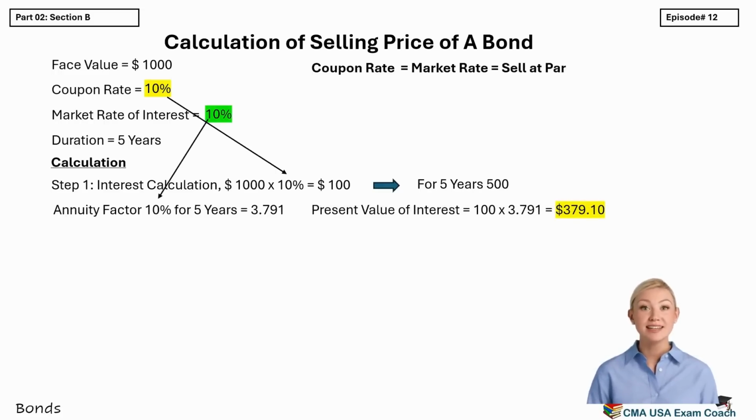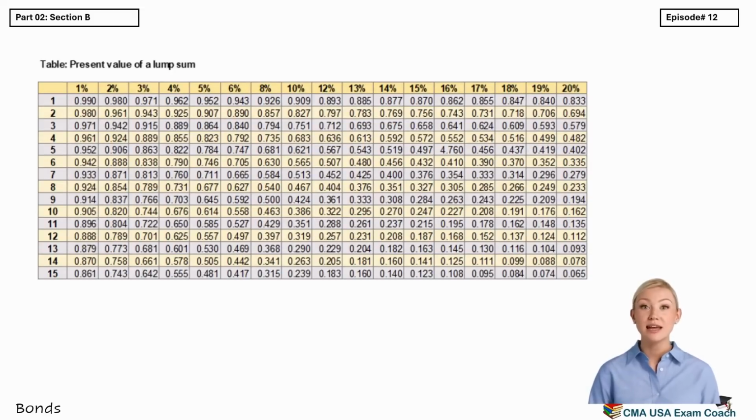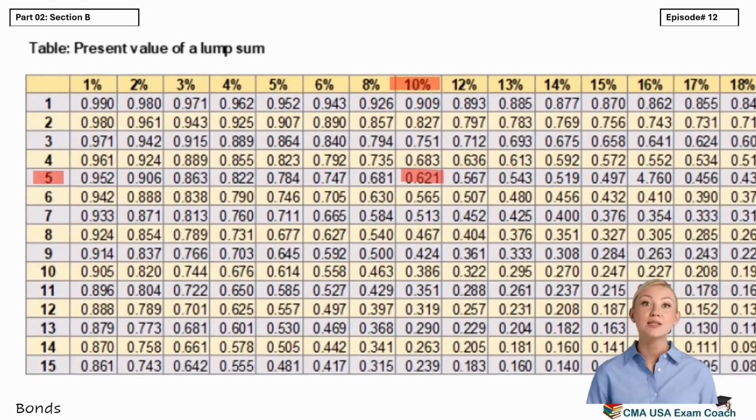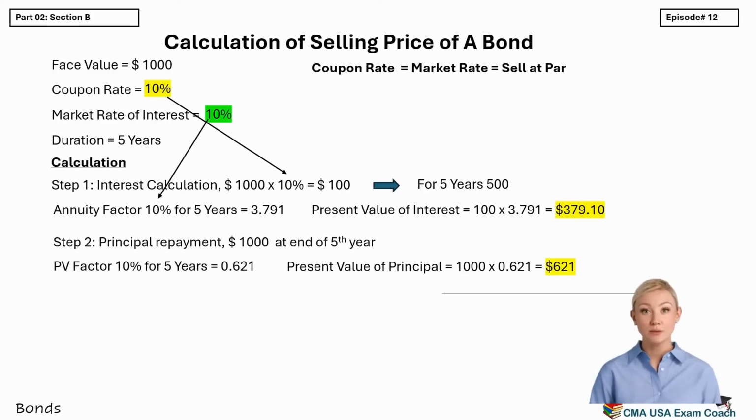Next, we need to calculate the present value of the principal, which is $1,000 received at the end of 5 years. Since this is a one-time payment, we use the present value of a single sum. From the present value table, the factor for 10% over 5 years is 0.621. Multiply 1,000 by 0.621, and you get $621. This is the present value of the bond's principal repayment. Now, we add the present value of the interest and the principal.